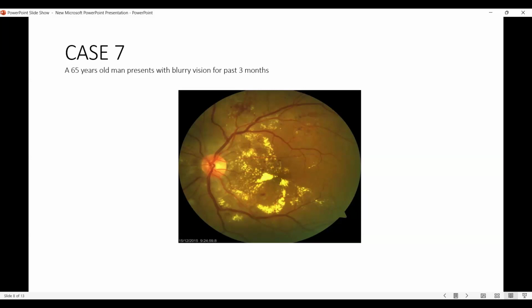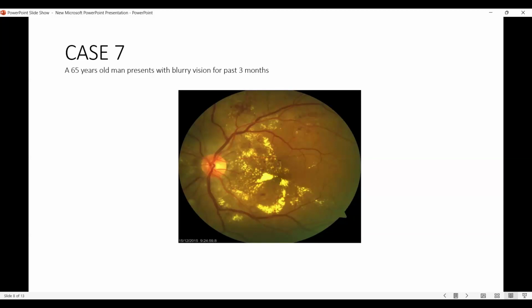In very mild, only microaneurysms are present. In mild, there are microaneurysms and exudates which do not meet the criteria of moderate. In moderate non-proliferative retinopathy, there are retinal hemorrhages in not more than 3 quadrants, cotton wool spots may be present, and venous beading can be present in not more than 1 quadrant.